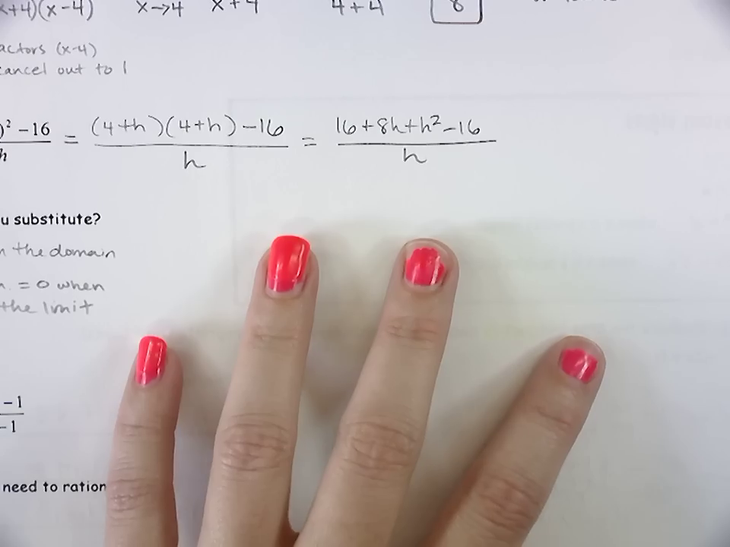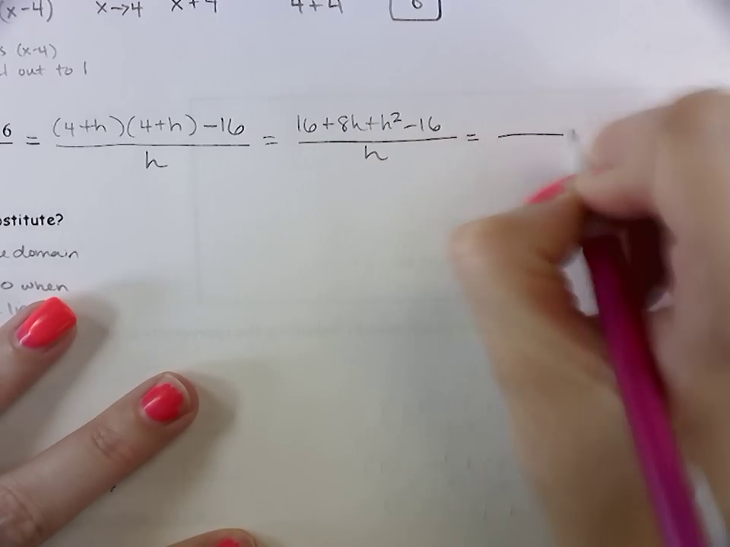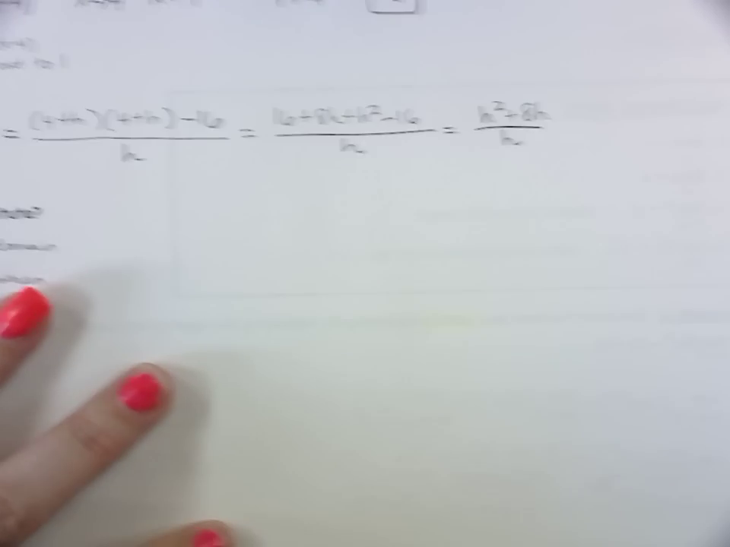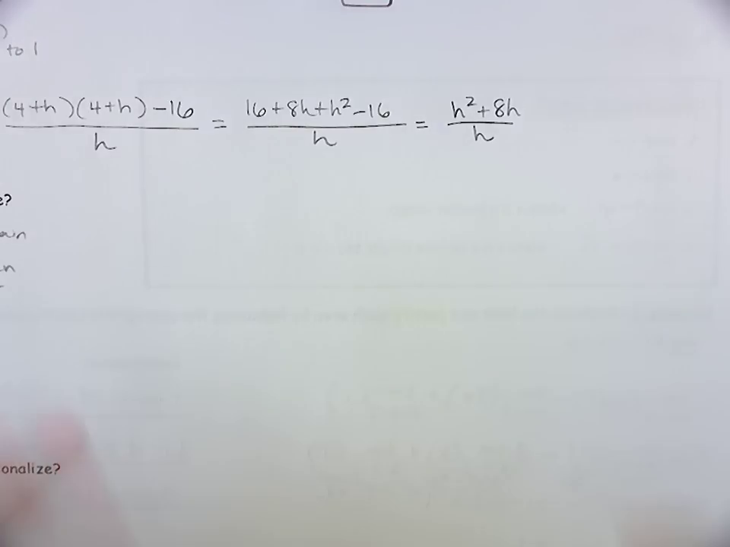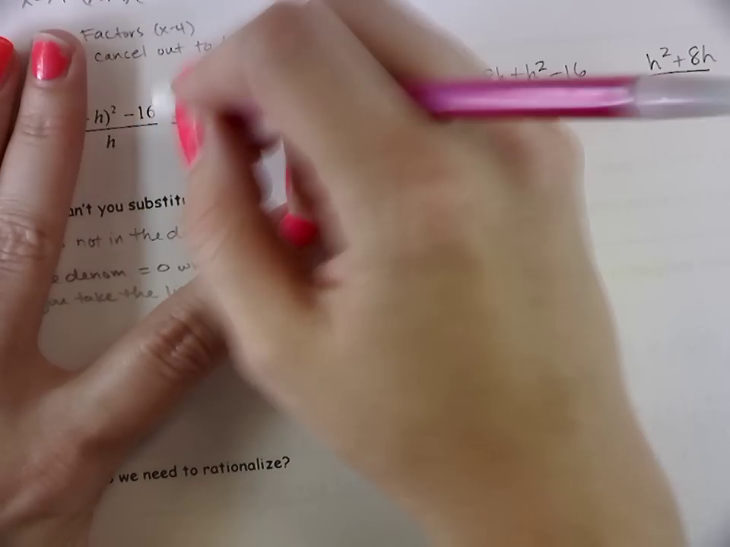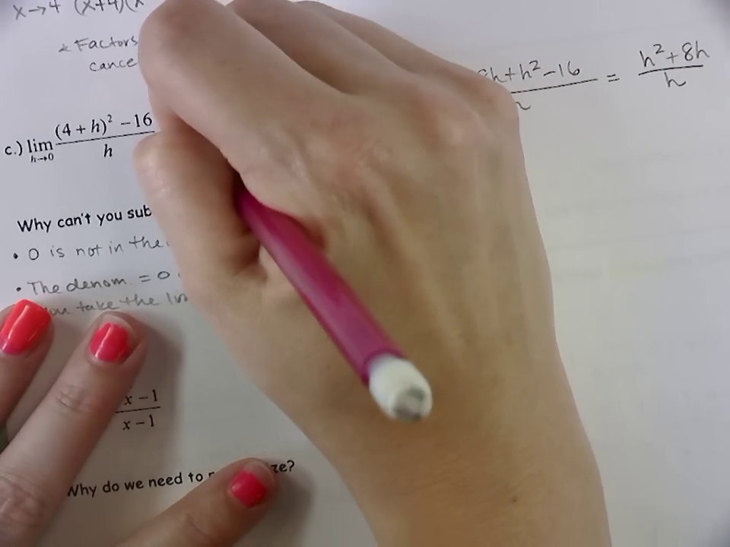Okay, good, so yeah, Abby, what did you notice in the next step? The 16s cancel out. Okay. And then you can divide 8h by h and h squared by h. Okay, good. Oh, I did something that I'm mad at myself for. I forgot to write down my limit. Oh, silly. So the limit as h goes to 0.